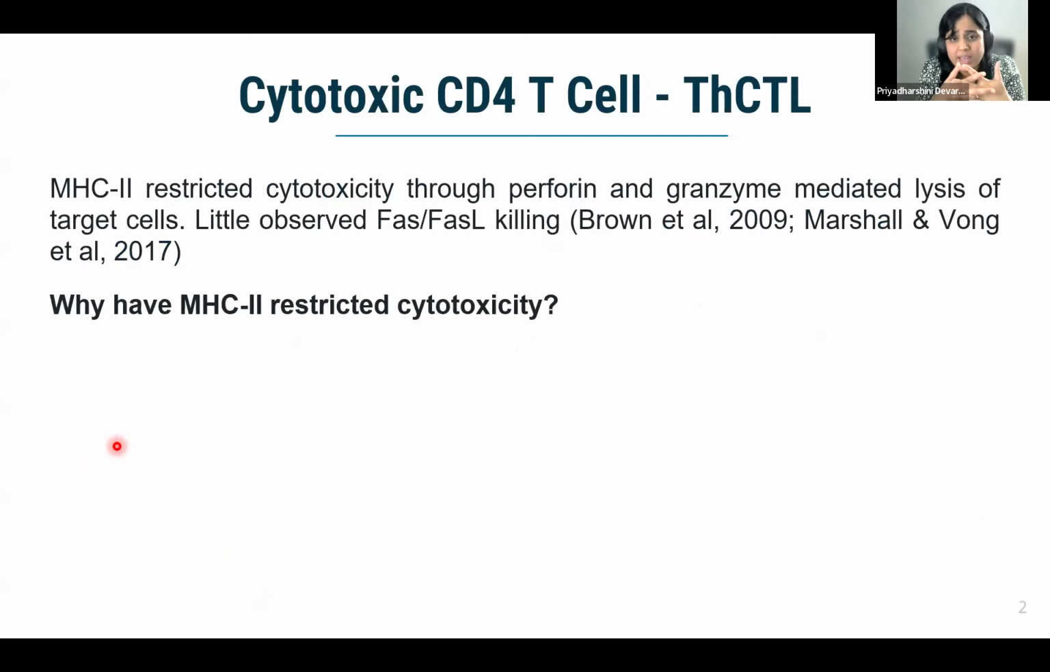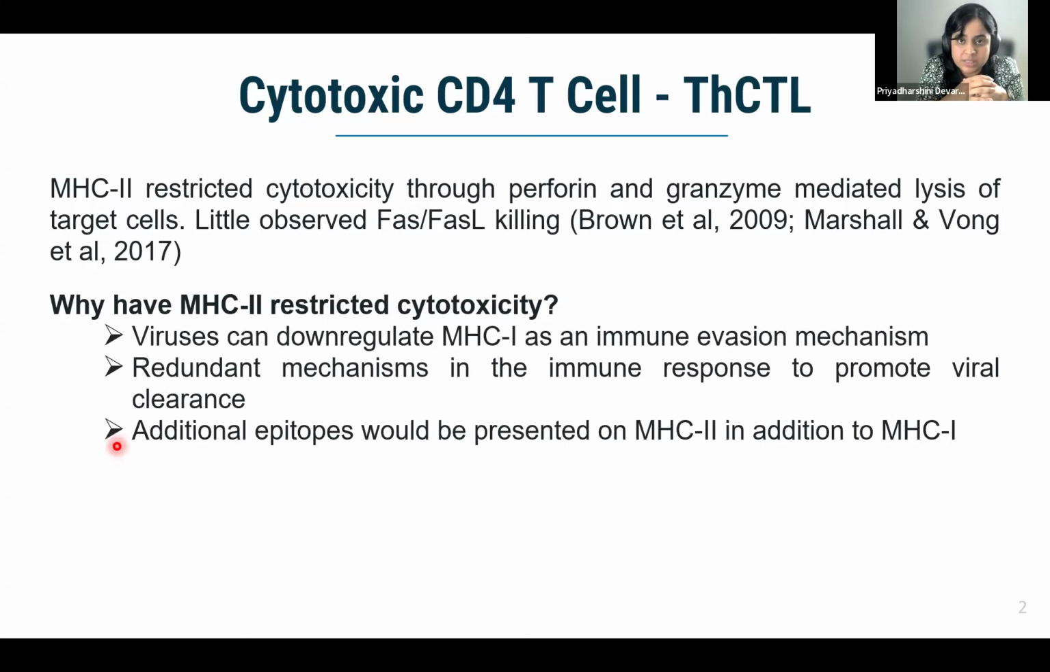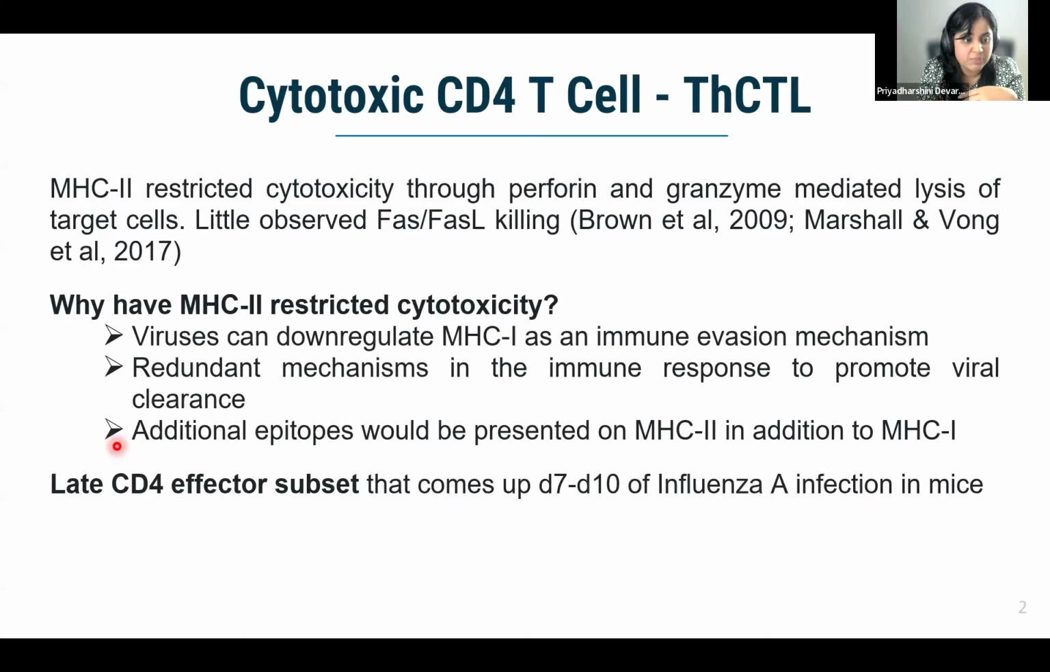And you would ask me, why have class 2 cytotoxicity? We already have CD8 T cells that kill. Well, that's because a lot of viruses, including influenza and SARS-CoV-2, can downregulate class 1 as an immune evasion mechanism. And the more mechanisms the immune system has to clear the virus, the more chances you're going to have at clearing it sooner. Also, additional epitopes will be presented on class 2 in addition to class 1.